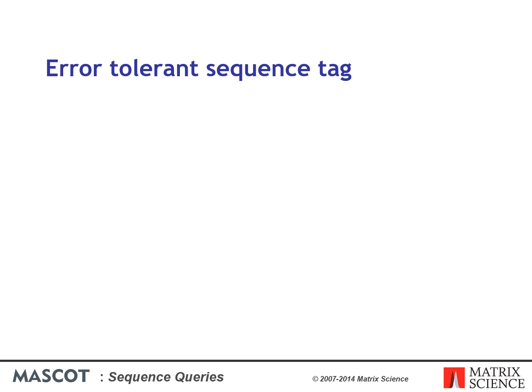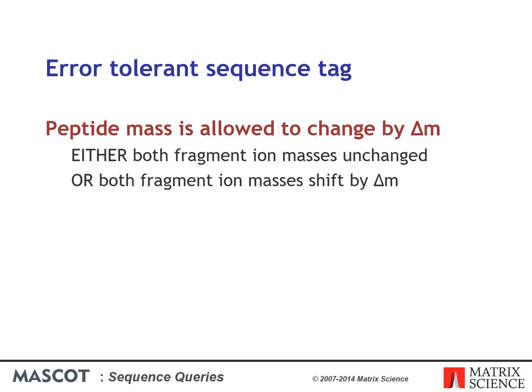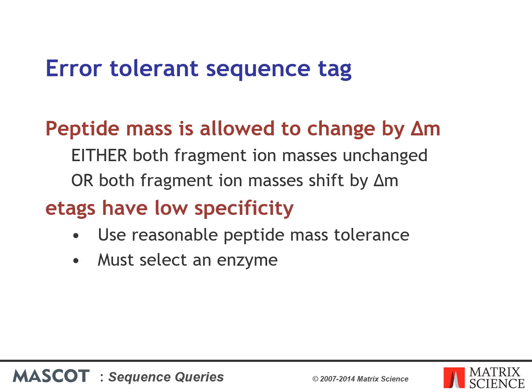The error-tolerant tag allows for this. In effect, it allows the peptide mass to vary and allow the tag to float. However, the tag must stay attached to one end or the other. Either both fragment ion masses are unchanged, or both fragment ion masses shift by the same amount as the precursor. This causes a huge loss of specificity.